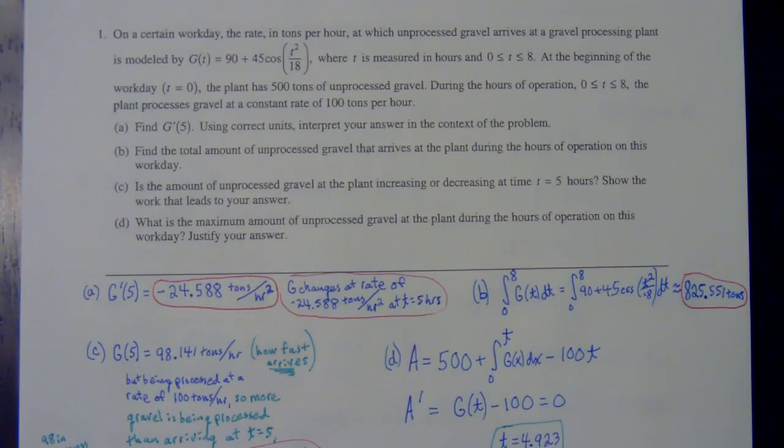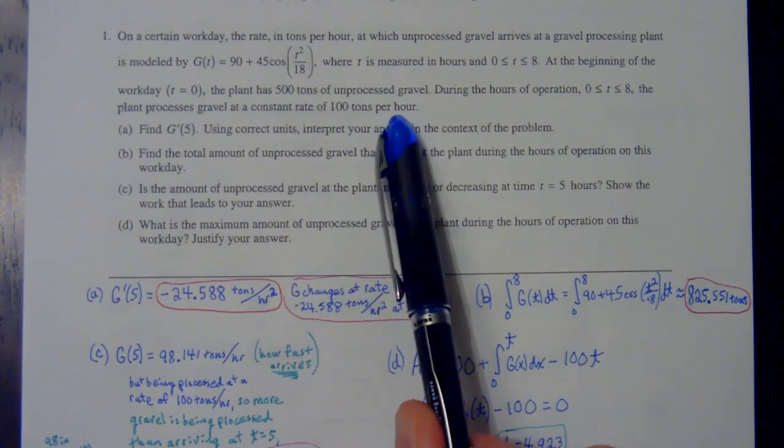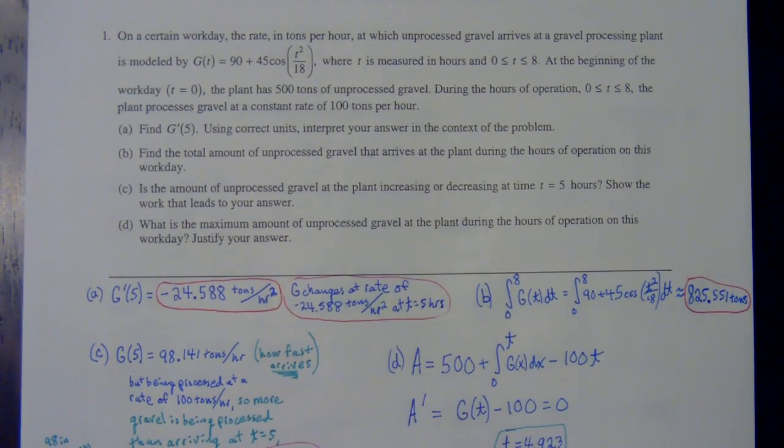G of t is a derivative. It says it's the rate, in tons per hour, at which the unprocessed gravel arrives at a plant. So it's unprocessed when it arrives there, and then we're going to process it at a rate of 100 tons per hour. That means we're like organizing it in the bins or something like that, right? So it's coming in so fast, and then we're going to process it.